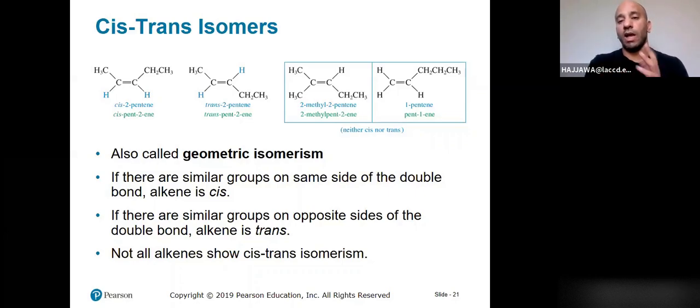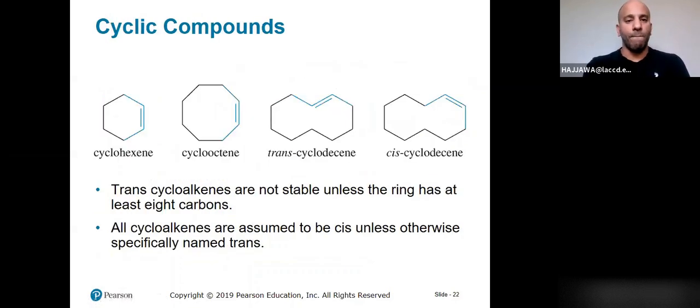And you could see this as an example right here. So you could see the two groups are different. I could have a methyl here, though. Methyl and methyl will still give me a cis isomer. Cyclic alkenes tend to always be in the cis form unless they become larger rings. So in those structures, you may end up having trans or cis.